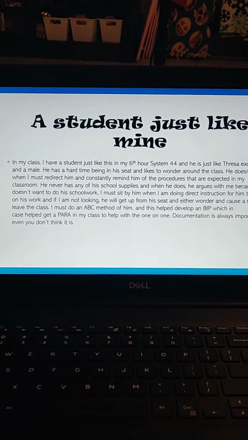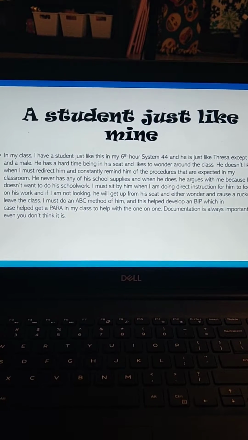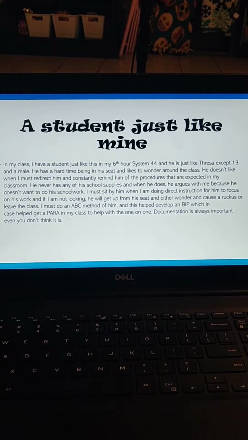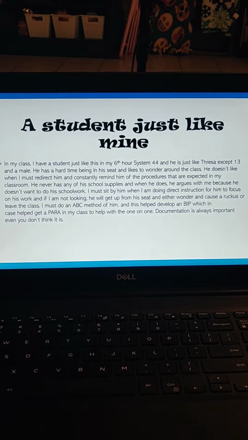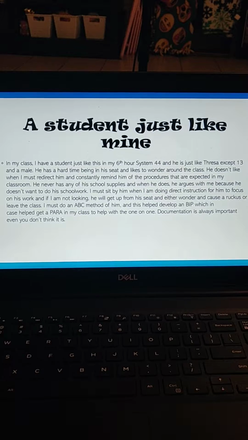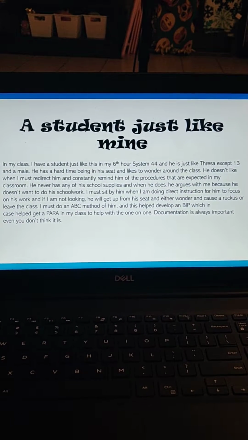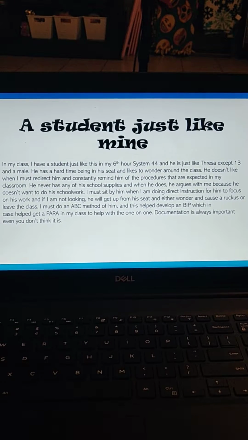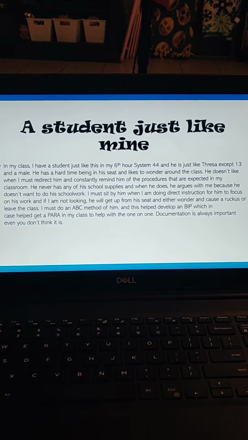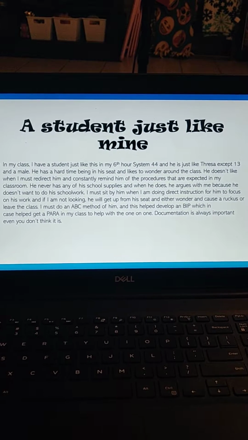He is in my 6th hour System 44 class. He is 13 years old and he is a male. He has a hard time being in his seat and he likes to wander in the class. He doesn't like when I must redirect him and constantly remind him of the procedures that are expected in my class. He never has his school supplies, and when he does, he argues with me because he doesn't want to do his schoolwork. I must sit by him when I am doing direct instruction for him to focus on his work, and if I am not looking, he will get up from his seat and either wander and cause a ruckus or leave the class.